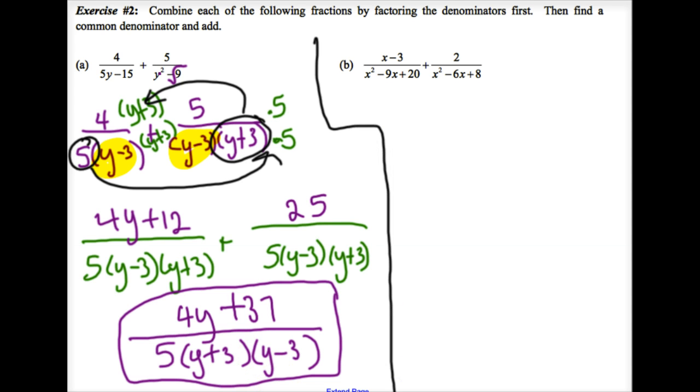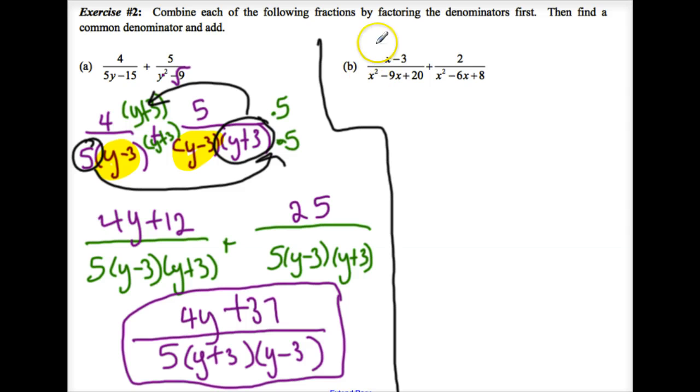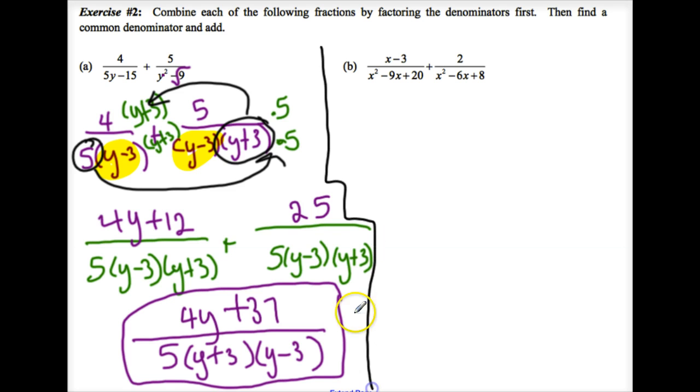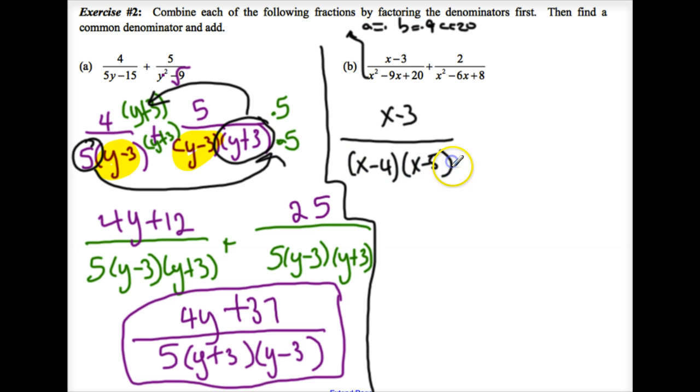Now let's look at B. So let's go ahead and factor. I can actually make a better line. And factor this out. The top stays the same. Now the bottom, with the bottom, I can do my ABC method. My A is 1, my B is negative 9, and my C is 20. Do your X method, you should get X minus 4 and X minus 5.